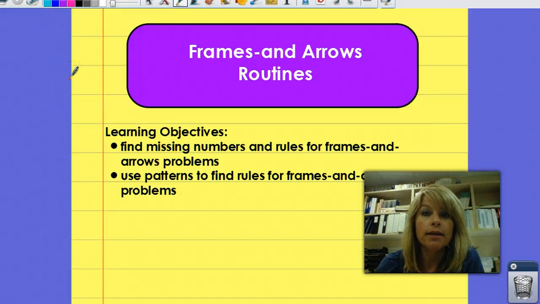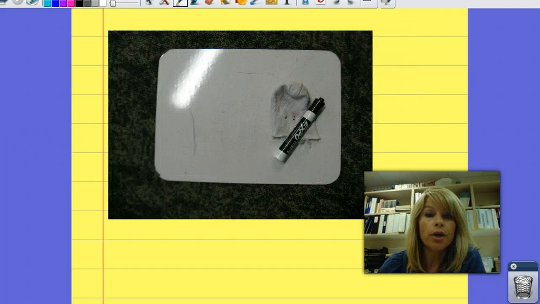Our lesson today is called Frames and Arrows Routines. In this lesson, you're going to find some missing numbers and rules for frames and arrows problems. You're also going to use patterns to find rules for frames and arrows problems. For today's lesson, you will need your whiteboard marker and sock. If you don't have those items, go get them right now and press pause.